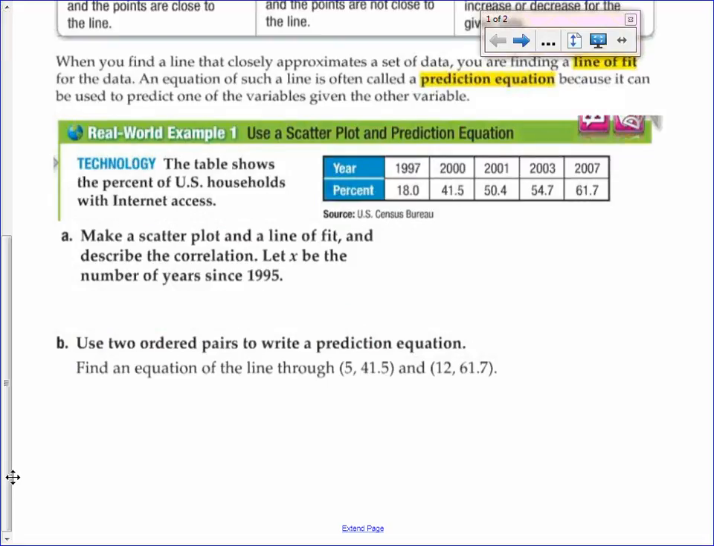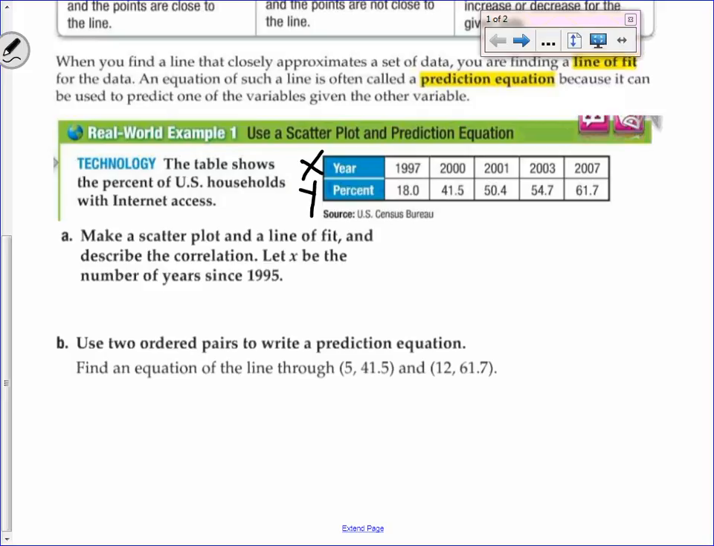So, real world example 1. The table shows the percent of U.S. households with internet access, by year. So this is bivariate. One of the variables is the year, which we'll call our x variable, and the percentage is the other variable, so that'll be our y. Make a scatter plot and a line of fit and describe the correlation. Let x be the number of years since 1995.